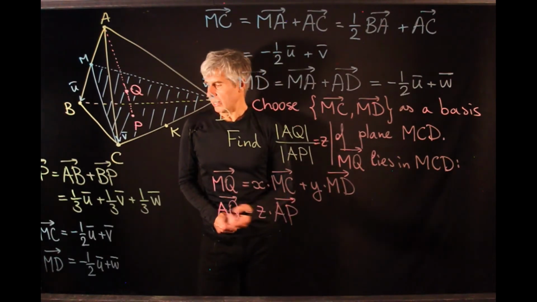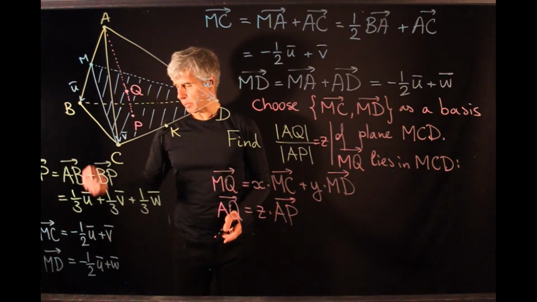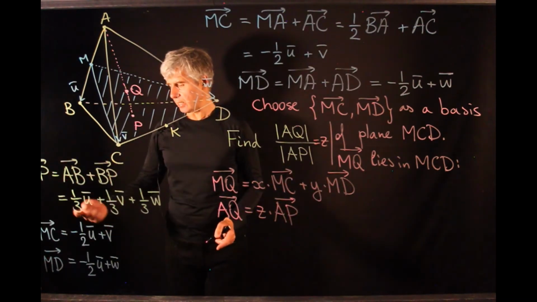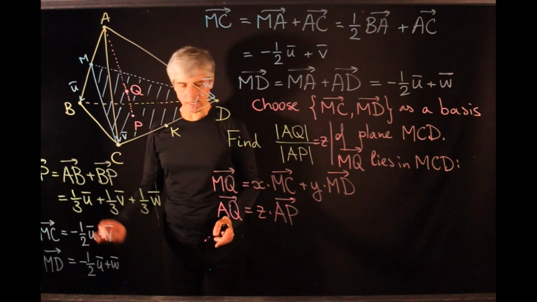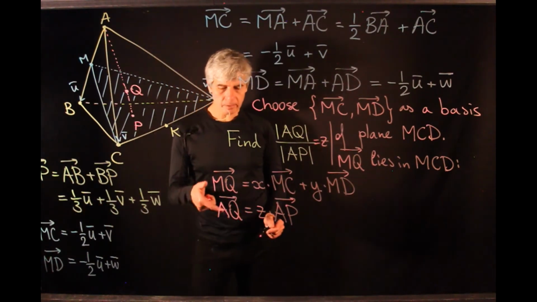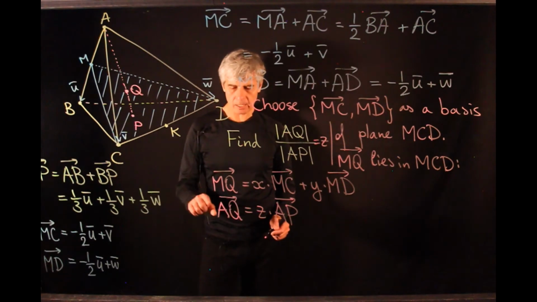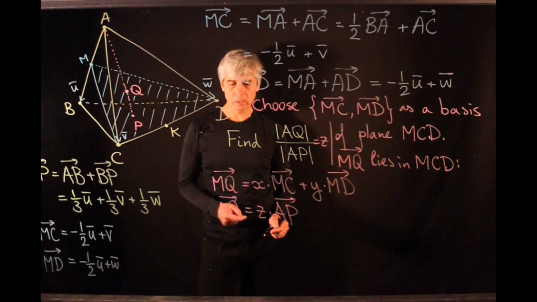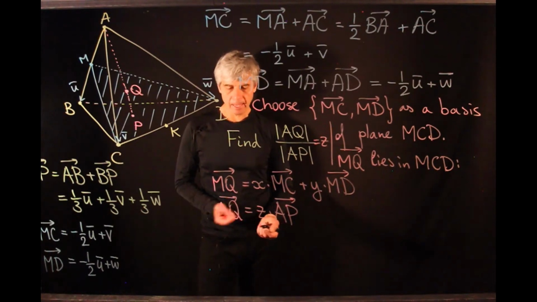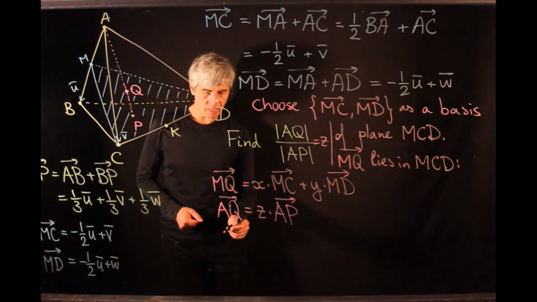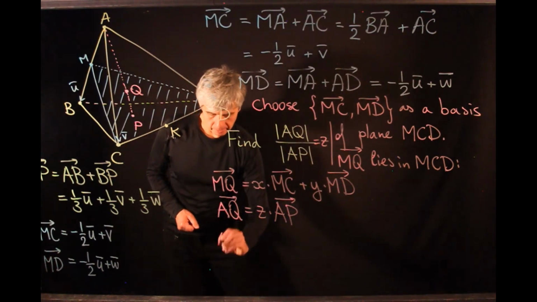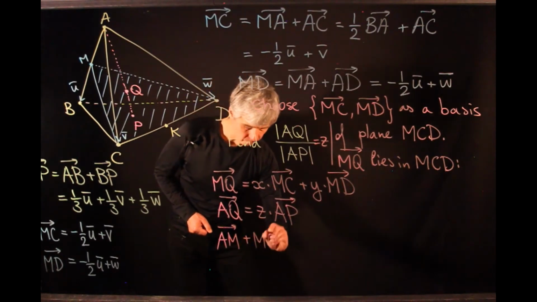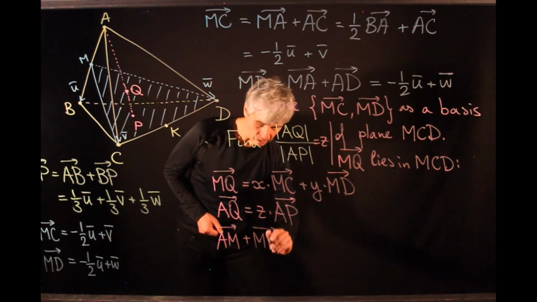Now, in our preparation steps, we expressed all vectors that appear in this right-hand side as linear combinations of U, V, and W. And so now the thing to do is we want to tie together vectors MQ and AQ using a head-to-tail rule. And so one way of doing this is the following. We can write that AM plus MQ is equal to AQ.